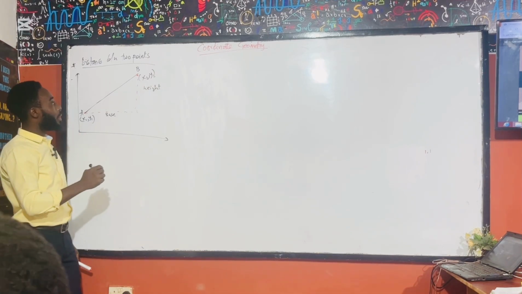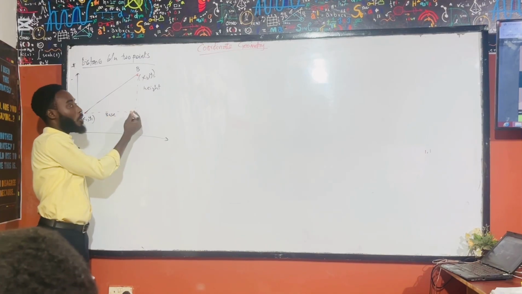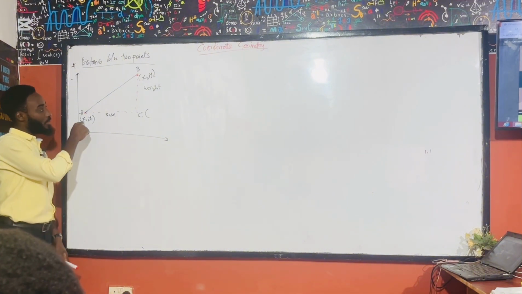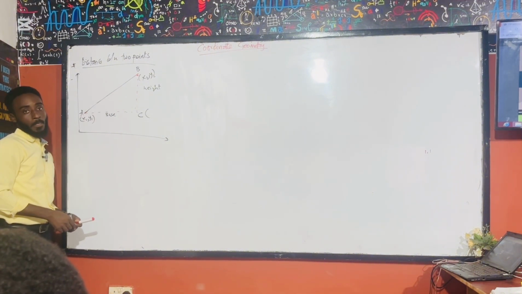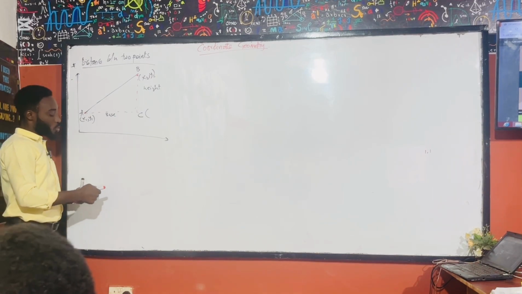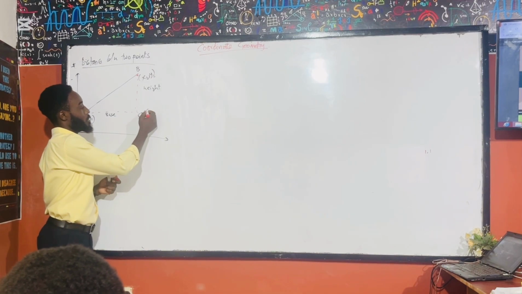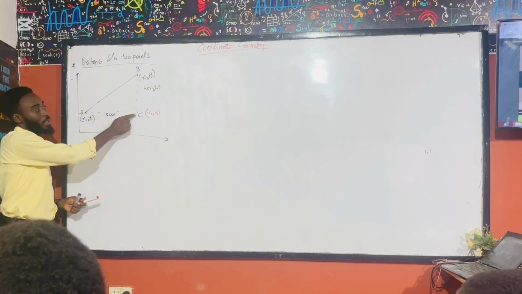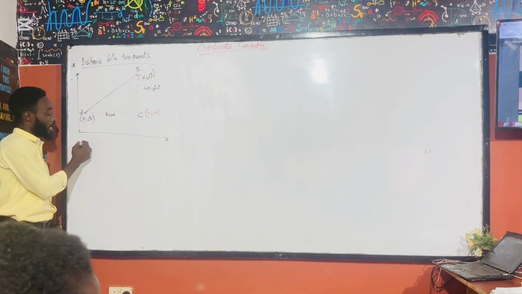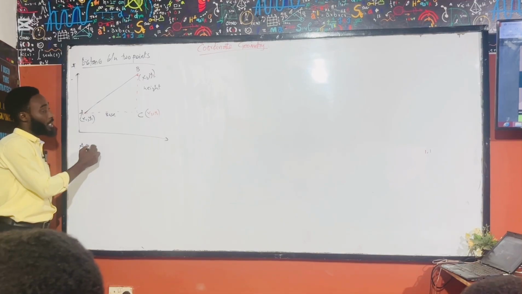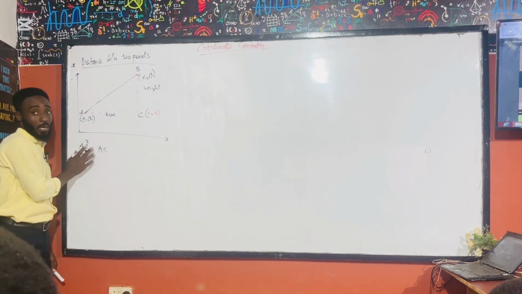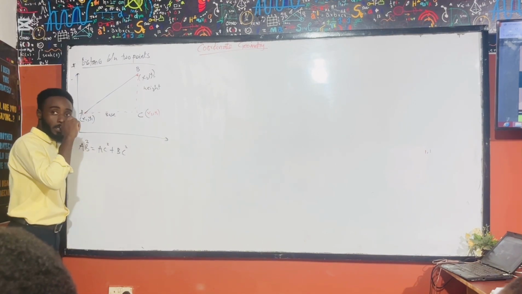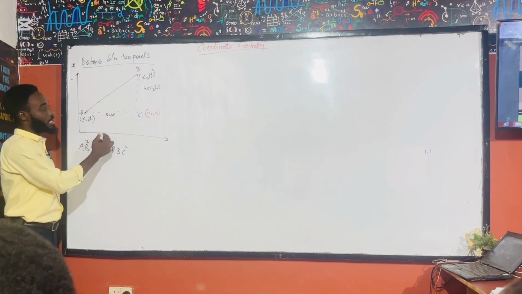Is that okay? Now, if this point is x2, y2, let me bring another coordinate C. What would the coordinates of this point be, deriving it from this and this? x2, y1. Perfect. Now, if I want to find the length of AB, according to Pythagoras theorem, AB squared is equal to AC squared plus BC squared. Is that okay?